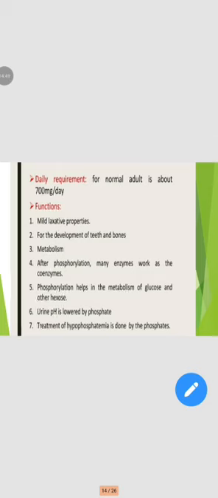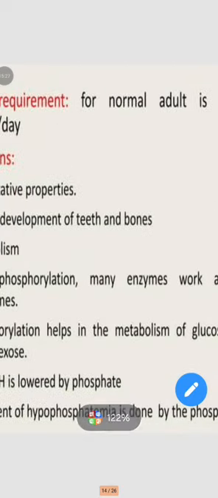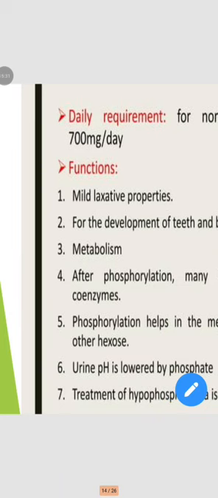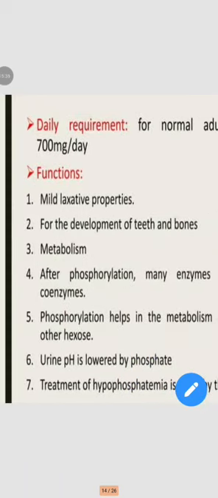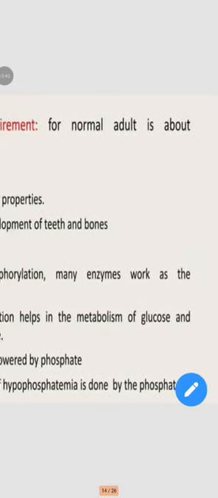Then the functions: mild laxative properties. It is used for the development of teeth and bones, and in metabolism. After phosphorylation, many enzymes work as coenzymes. Phosphorylation helps in the metabolism of glucose and other hexoses. Urine pH is lowered by phosphate. Treatment of hypothyroidism is done by these properties.